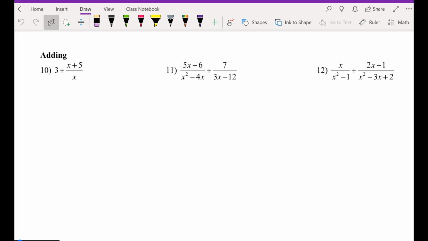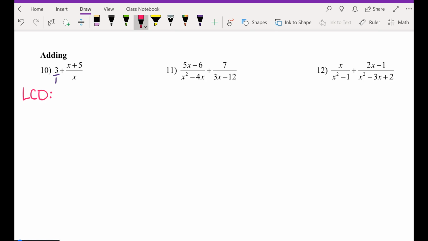Okay. 3 plus the quantity of x plus 5 all over x. Right now, the 3 has a denominator of 1, so we are going to write a denominator of 1. Check out the two denominators. Maddie, are the two denominators the same? No. So we are going to look for the lowest common denominator.